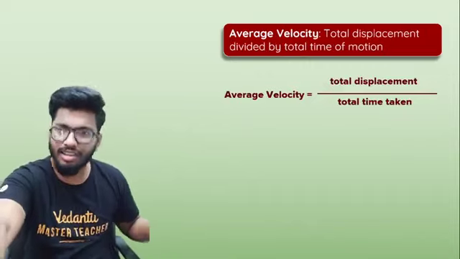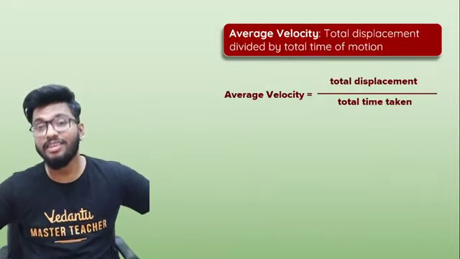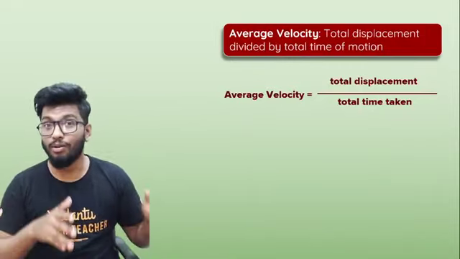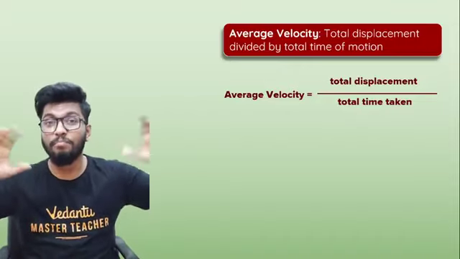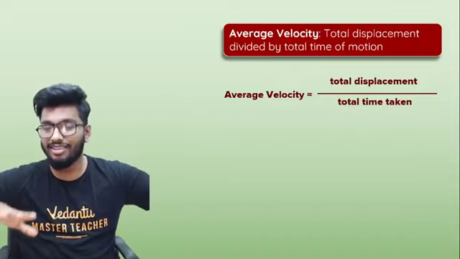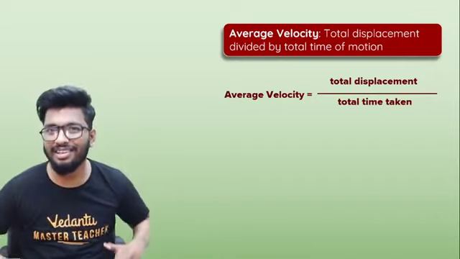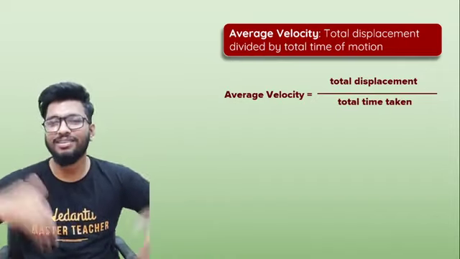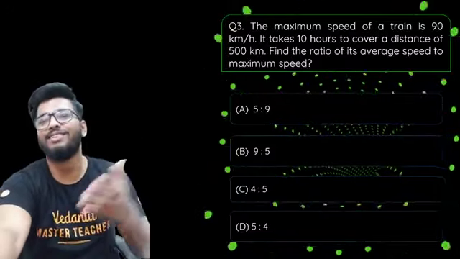Whereas average velocity, on the other hand, is nothing but total displacement by total time taken. So in both the cases, you're taking the complete value. In the case of speed, it's total distance by total time taken. In the case of velocity, it's total displacement divided by total time taken. That gives you the average velocity.